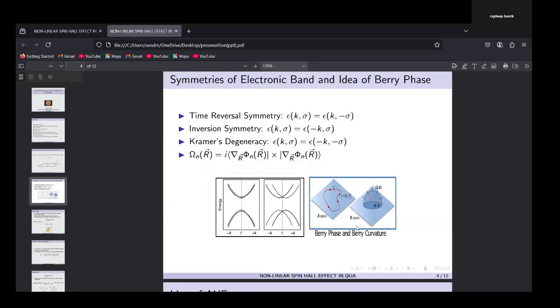From the left figure, from the first one of the left figure, we can see that at a constant k in momentum space, for spin up and spin down electron we will get the same energy, and for different k, for k plus and k minus for the same spin, suppose spin up or spin down, we will get the same energy. So we can say from the first figure that the system is conserving the time reversal and inversion symmetry.